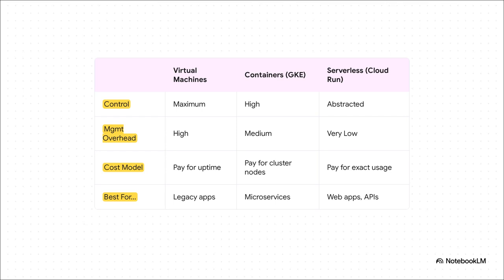Over on the left, with virtual machines, you have maximum control. Every setting, every package, it's all up to you. That's great for old legacy apps, but it's a ton of management overhead. As you move to the right towards serverless, you give up that fine-grained control, but in return, you get incredible ease of use and that amazing pay-per-use cost model. And containers, they're that sweet spot right in the middle. You get the portability for modern microservices without having to manage the entire OS yourself.